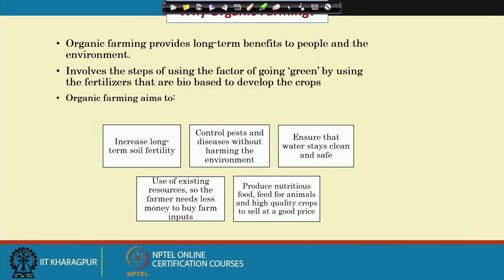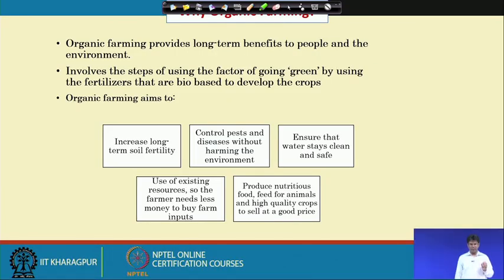If you think about why you go for organic farming, organic farming provides long-term benefit to people and the environment. It involves the steps of going green by using fertilizers that are bio-based to develop the crops, growing the crops in a green environment.